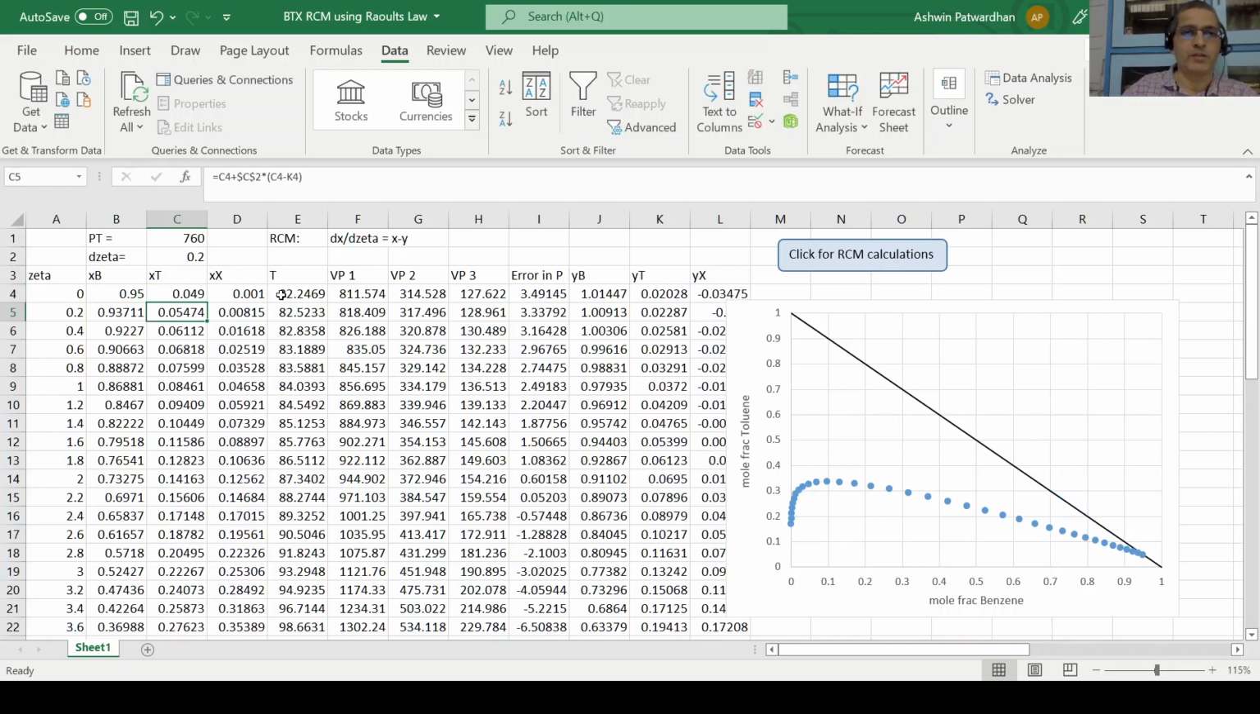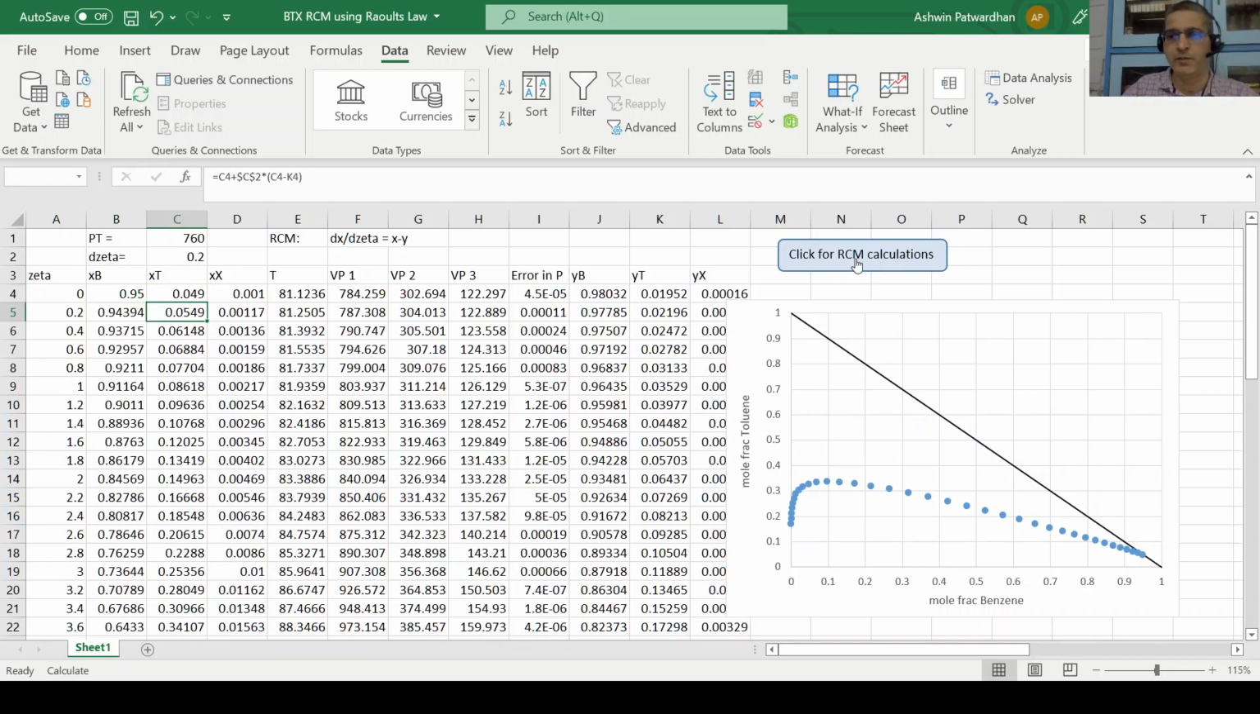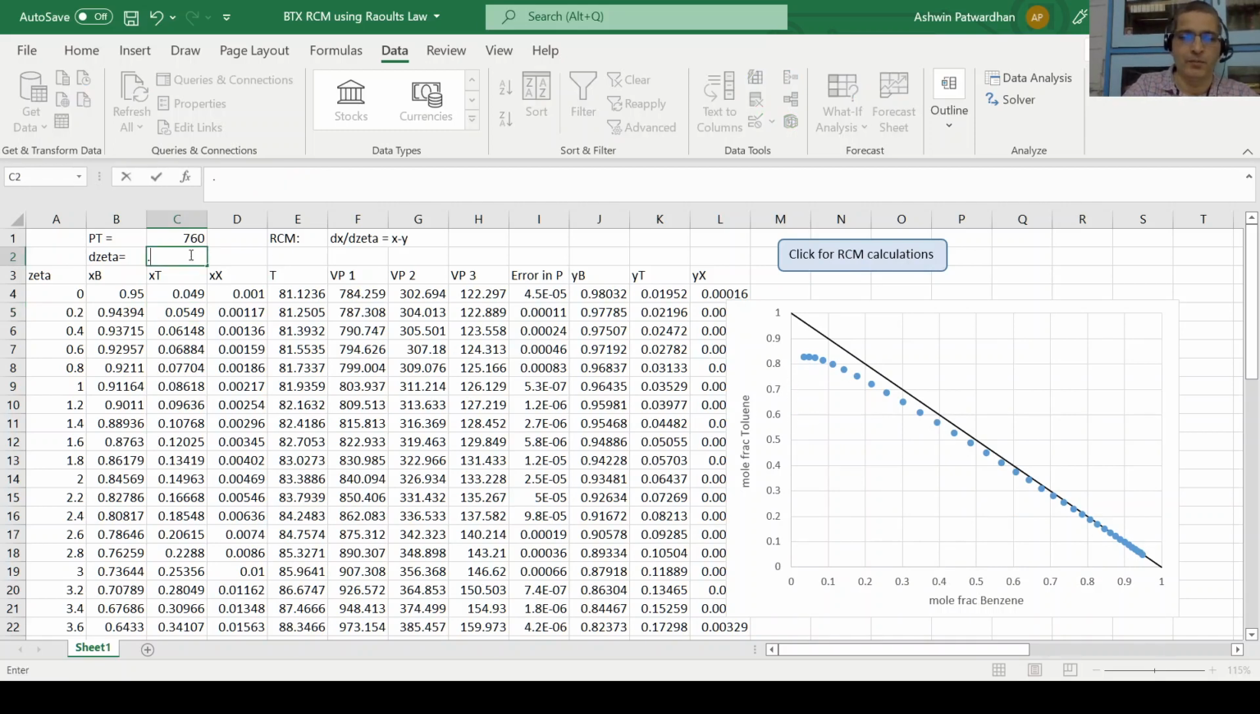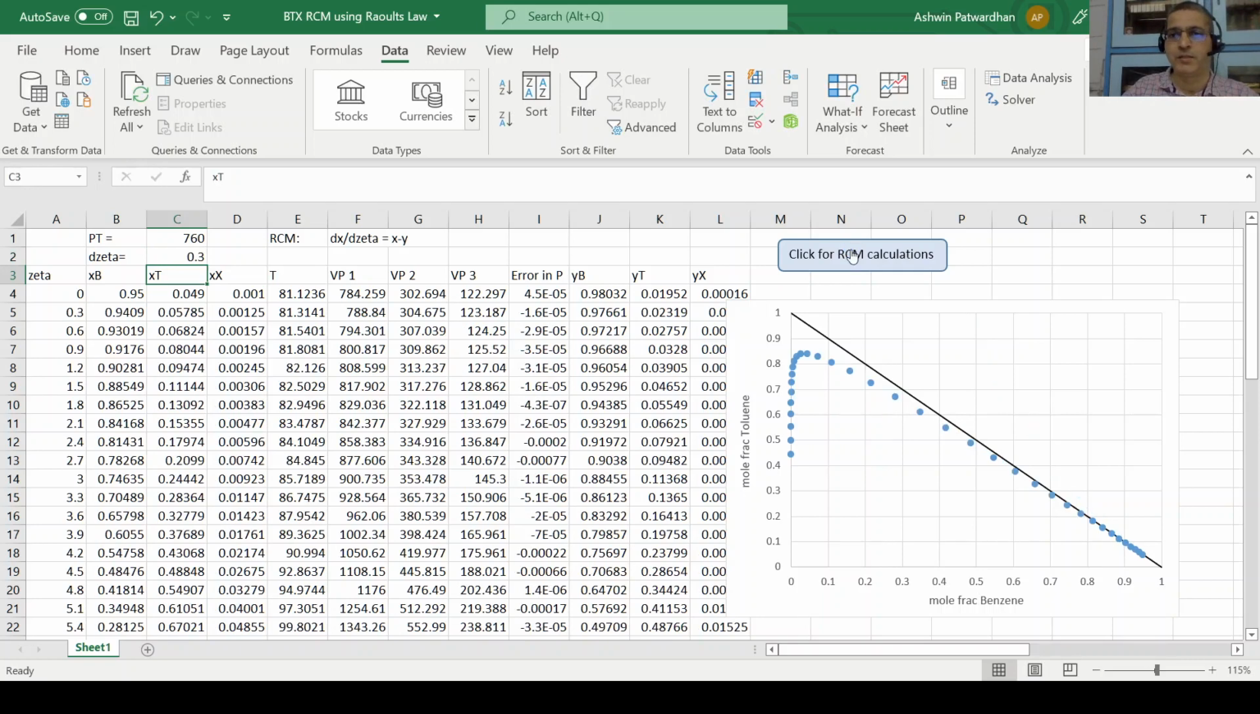So then the xylene mole fraction is 0.001. Now if you do the residue curve calculations, you will see how the residue curve is changing. It is going towards the toluene and then coming down towards the xylene. I can take a bigger step of zeta now just to show you the calculations.